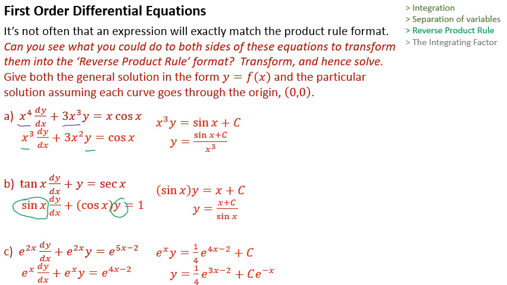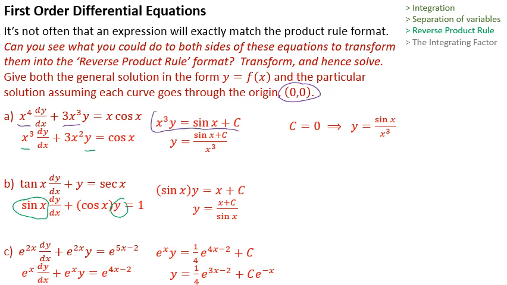So these are our general solutions. The next step is to look for particular solutions. And for part A, we have to substitute 0, 0 into our equation. Remember, we know that the curves go through the origin. So if we make y equal to 0 and x equal to 0, we can solve to find c.